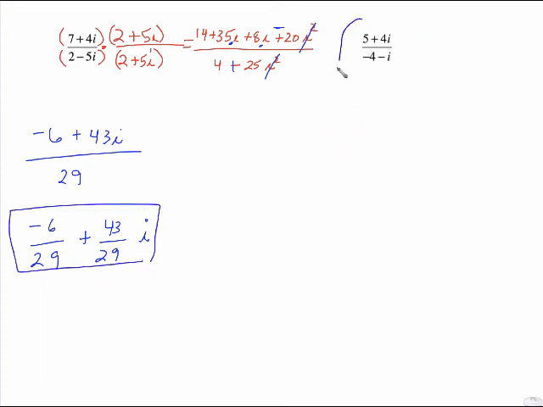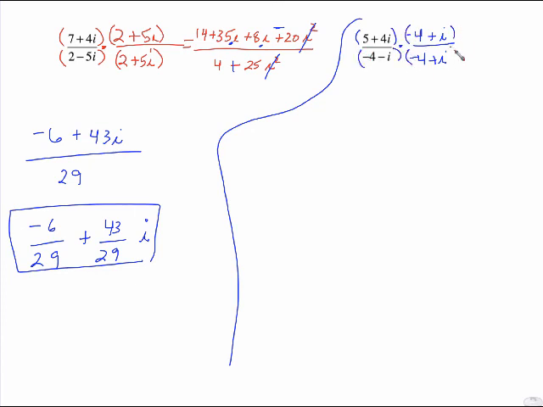So this one, multiply by the conjugate. And remember, the conjugate is just a matter of changing the middle sign. This is still negative 4. This is negative 4 plus I, negative 4 plus I. And put everything in parentheses. And then FOIL. So 5 times negative 4 is negative 20. 5 times I is 5I. 4I times negative 4 is negative 16I, and 4I times I is plus 4I squared. We'll clean it up in a minute.